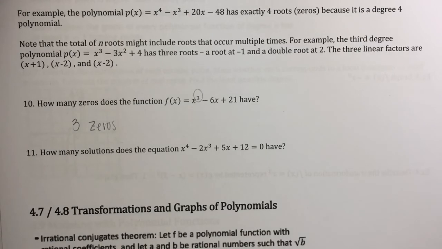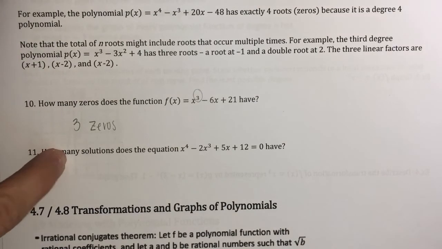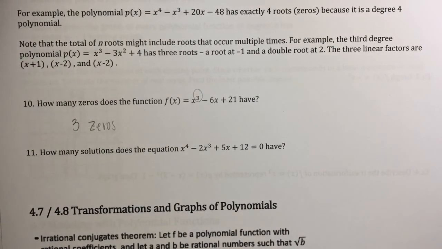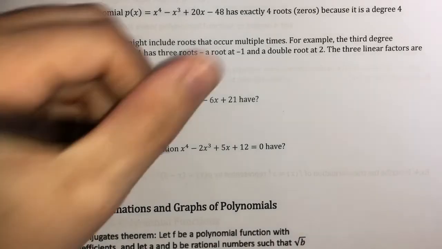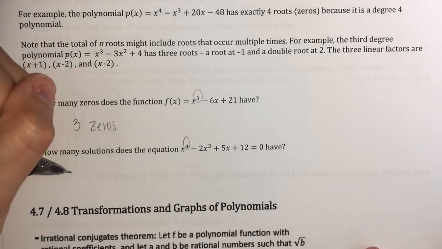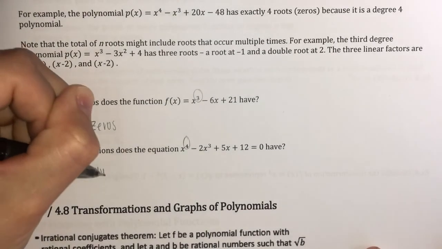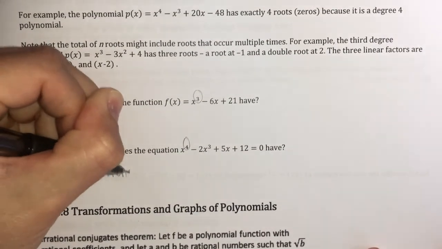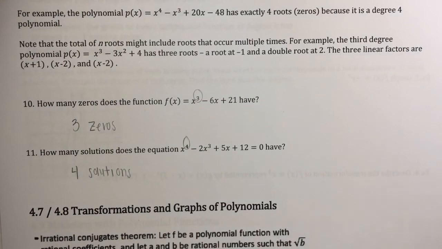And then for 11, it says how many solutions does the equation x to the fourth minus 2x cubed plus 5x plus 12 have? Zeros and solutions are almost interchangeable. It's just zeros for functions and solutions for equations. So we're going to look for the same thing. We're looking at the degree. So this is a degree 4. So there's going to be 4 solutions. And that's it. So the degree is going to indicate how many zeros, how many solutions there are to that equation or that function.